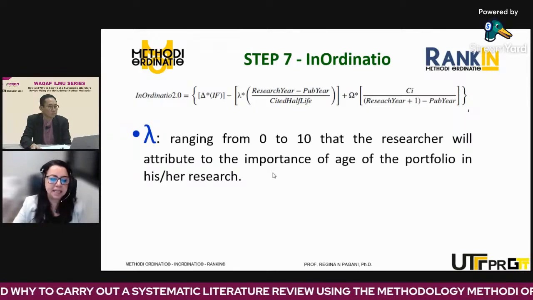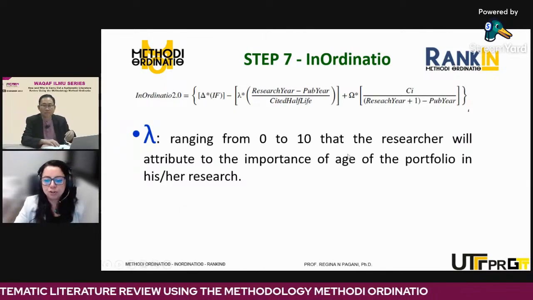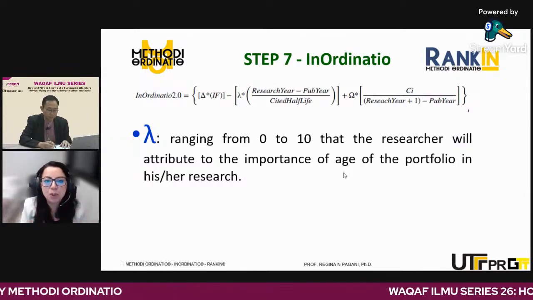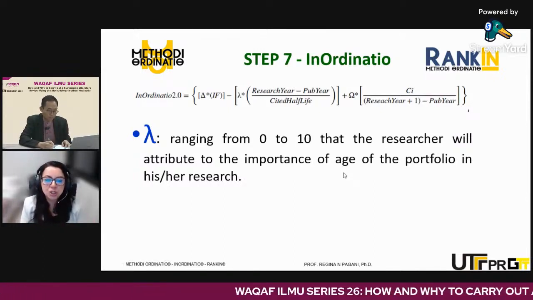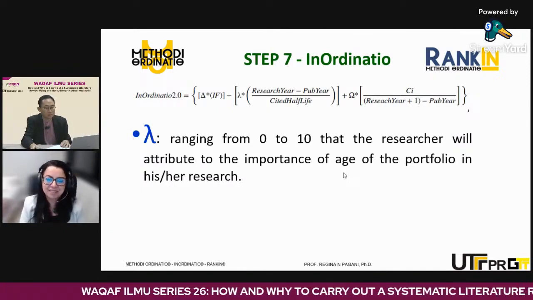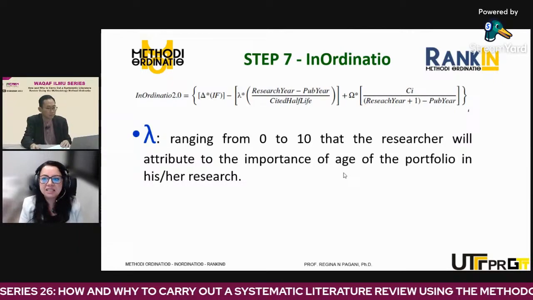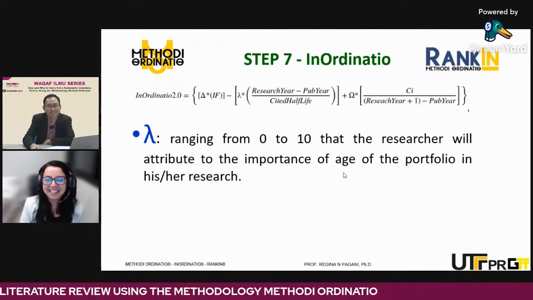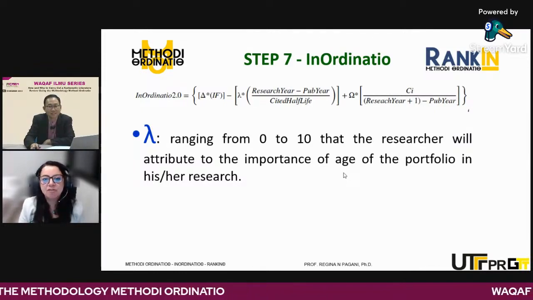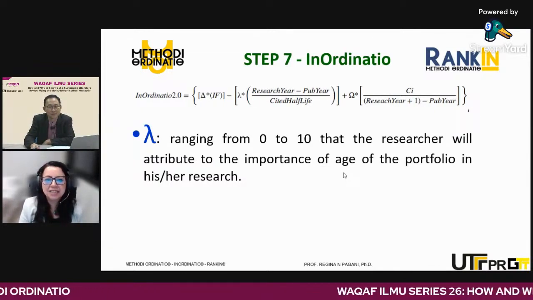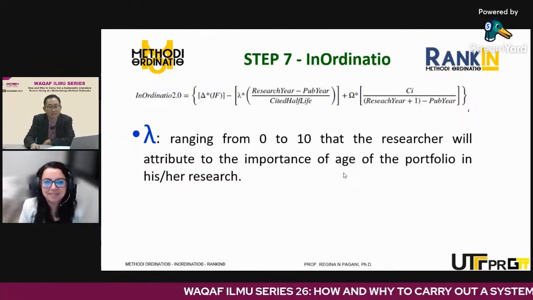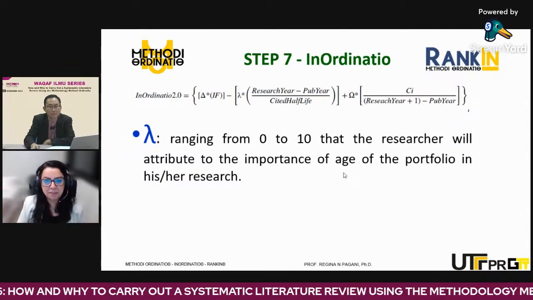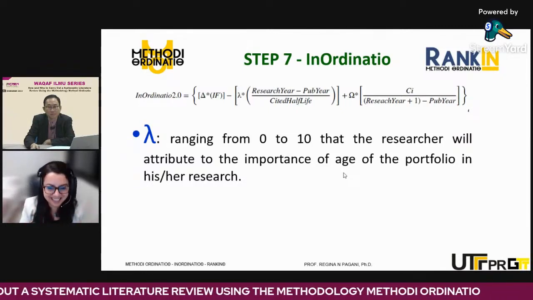Second one is lambda, ranging from 0 to 10, which the researcher will attribute to the importance of the age of the portfolio. This is very important. When you are working with technology, with innovation, it has to be 10. But if you're working with, let's say, graphs in computer science, you have papers from 1800. Yeah, last century. In this case, you can use 0. Why? Because time is not important for you. Okay. But if you're working with smart cities, 10.